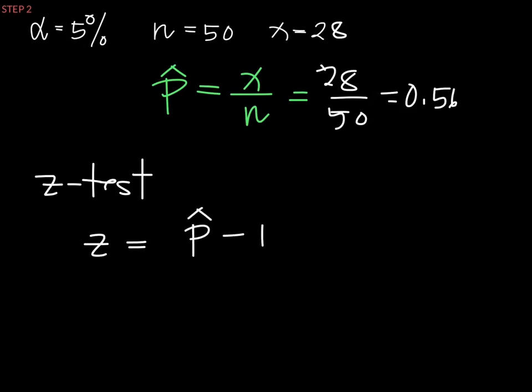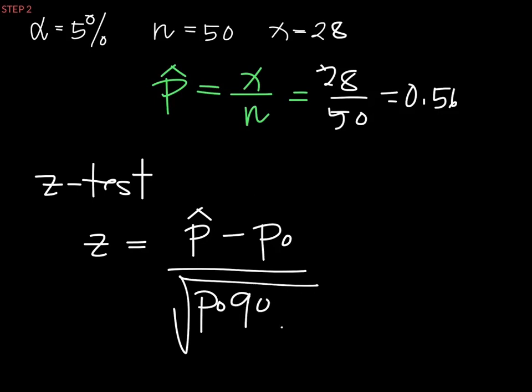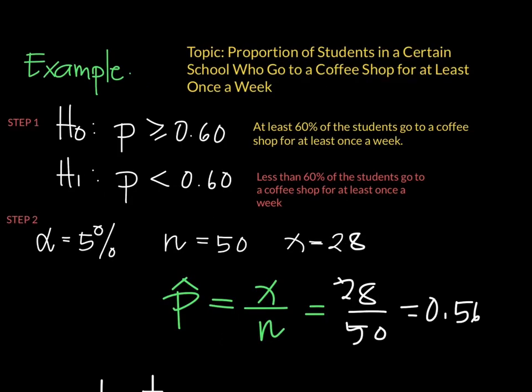having p hat minus the p sub 0, the hypothesized proportion, over the square root of p sub 0 q sub 0 over n. With the z-test, we need to note what type of z-test we are going to apply. Is it a one-sided or a two-sided z-test? Again, to know which is the correct type, we have to go back to the alternative hypothesis. The alternative hypothesis will tell us whether it's a two-sided or a one-sided z-test.